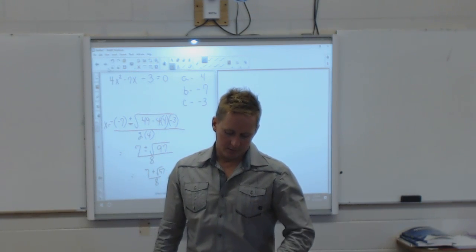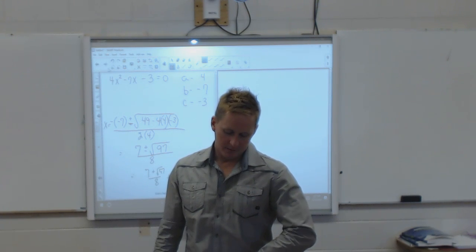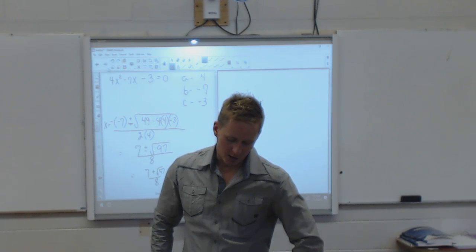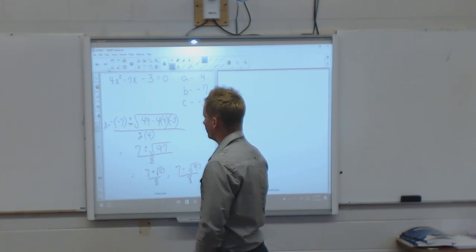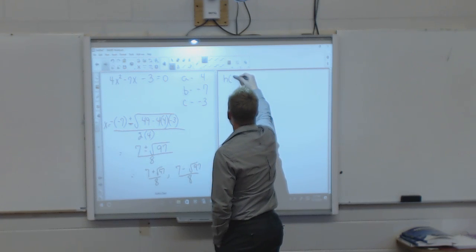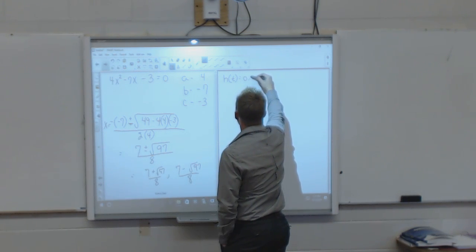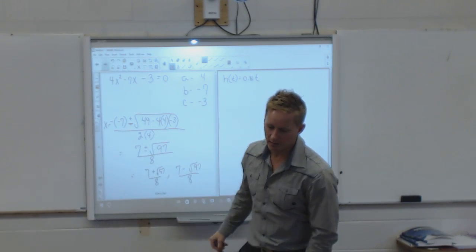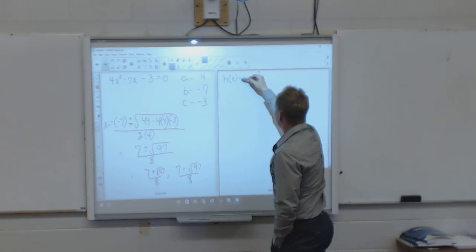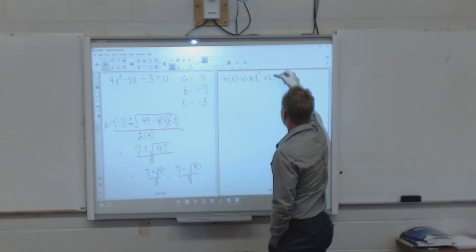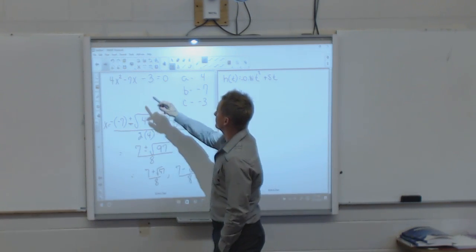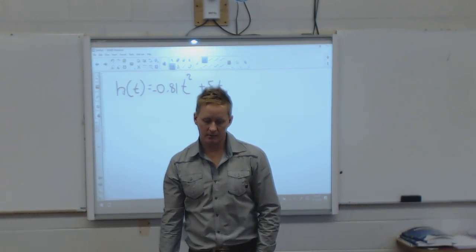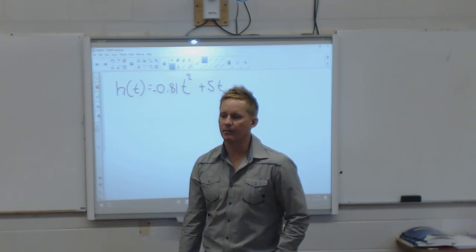You're an astronaut on the moon. You hit a golf ball with your golf club. The height of the ball, h(t) in meters, over time in seconds, could be modeled by this function. h of t is equal to negative 0.81t squared, plus 5t. Okay? So there's what I have right there. What is the maximum height of the ball?